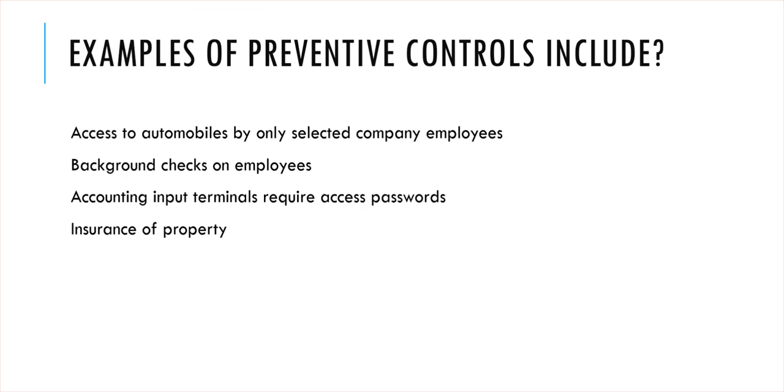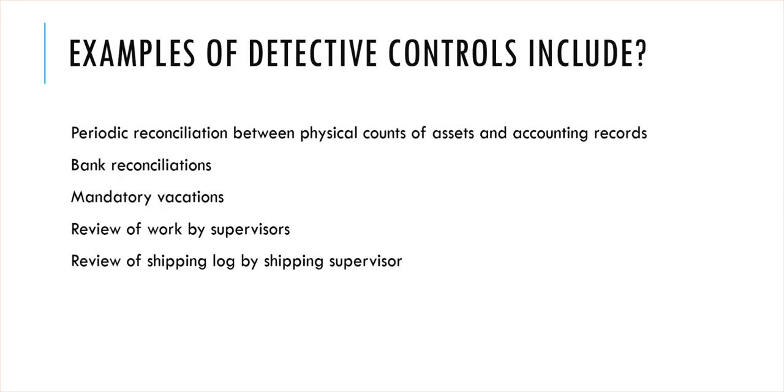Preventive controls. Access to automobiles by only selected employees is a preventive control. Background checks on employees, that is. Passwords, I mentioned that. Something you might not have thought about as a preventive control is insurance on property. What does insurance on property do? It says that if we have a loss, we won't really have a loss because insurance is going to pay. Of course, you have your deductibles and some other issues there, but that's the premise of insurance of property.